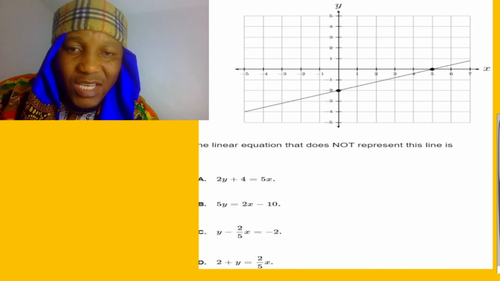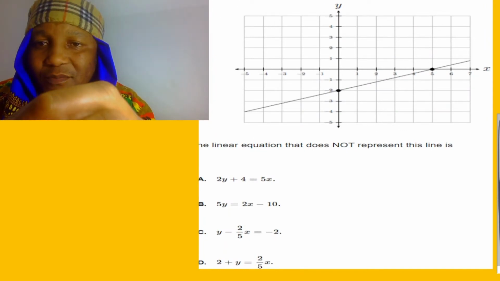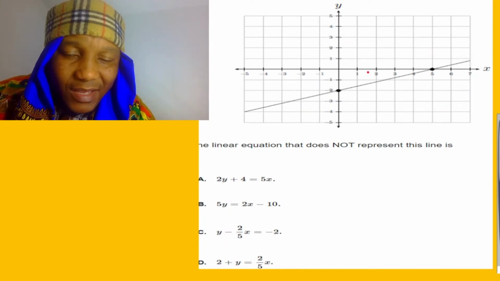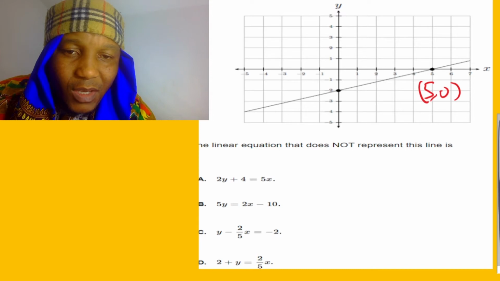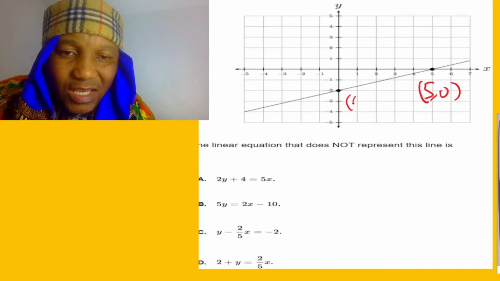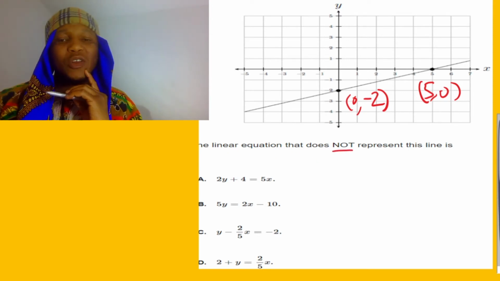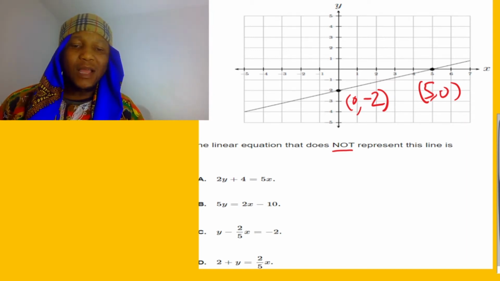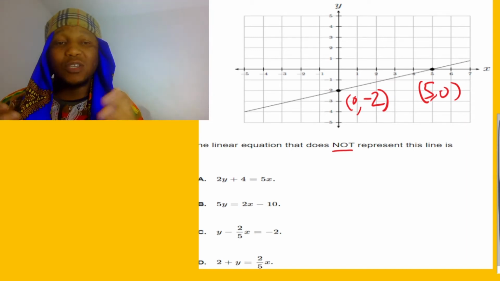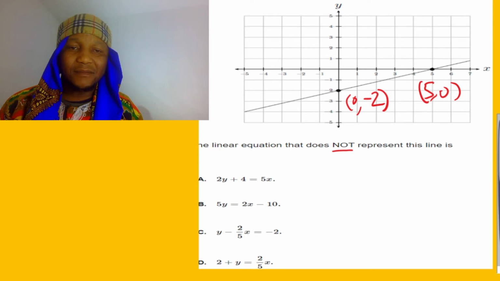So the next question, they say, consider a line. We have a point here. So what is this point? This point here is equal to (5, 0). And this coordinate here is equal to (0, -2). Now they say, which linear equation does not represent this line? I'm not going to look at the options. I'll just solve the equation of a line, and then see which one does not represent it.